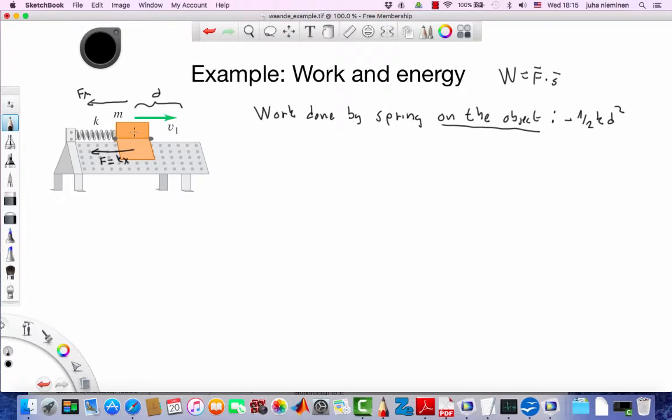So as the slider is slowed down, the spring is storing the energy in itself, and hence it's sucking that energy from the object. Hence the negative sign here as well.